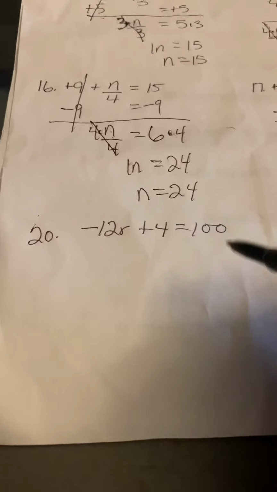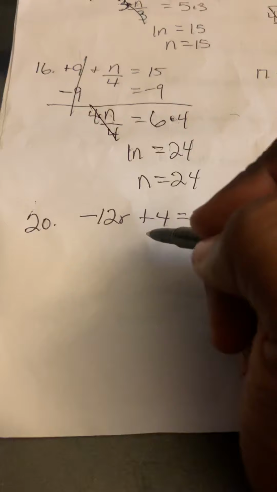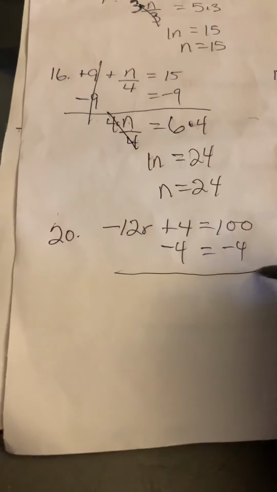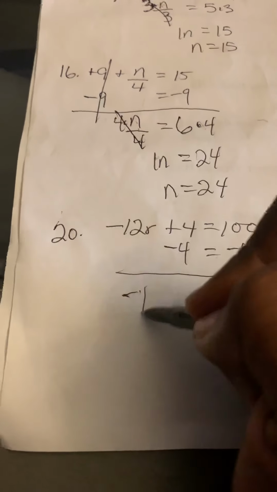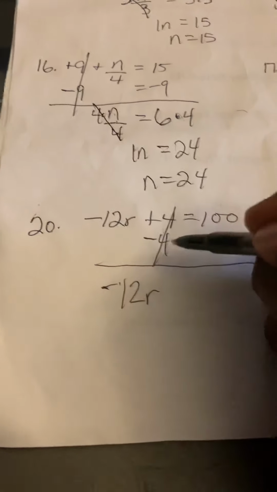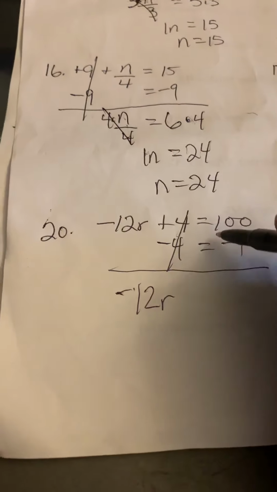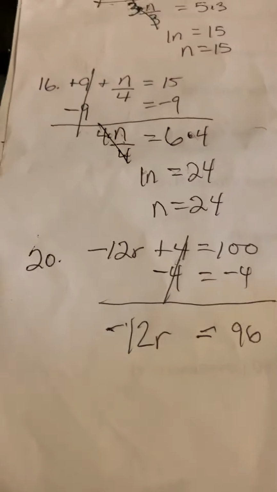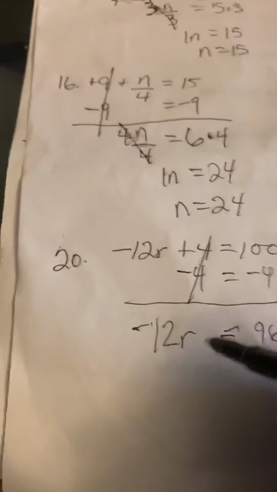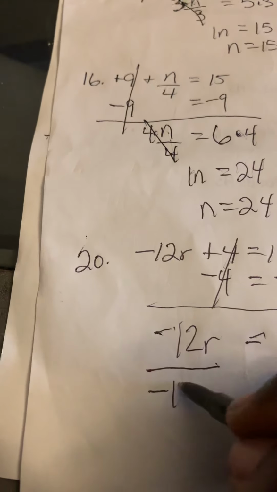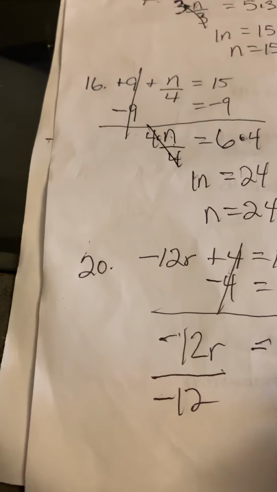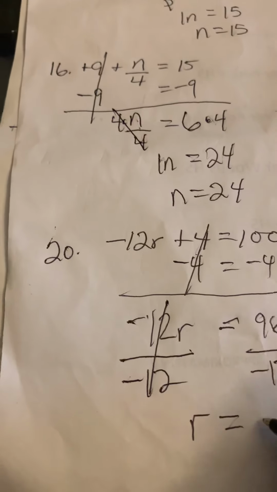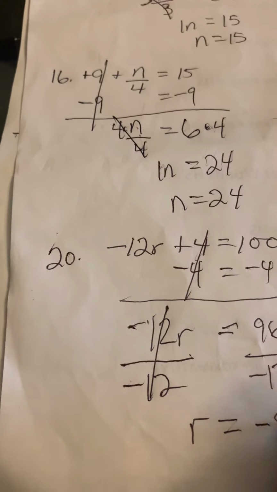Still moving. We're going to subtract 4 on both sides. That's going to leave us with negative 12r. That becomes 0 is equal to 96. Then we're going to divide both sides by negative 12. That's going to leave us with, bang, r equals, I believe it's 8. So it should be negative 8.